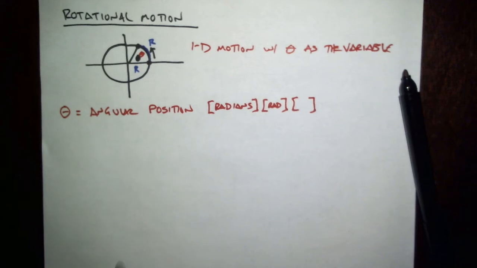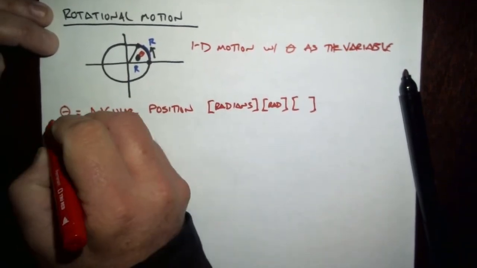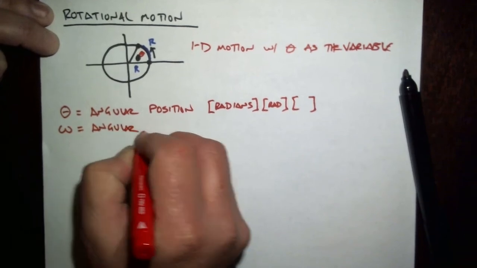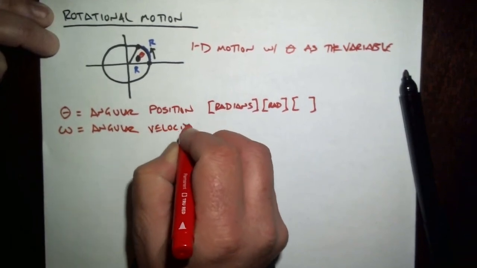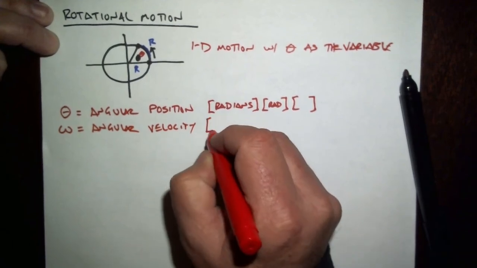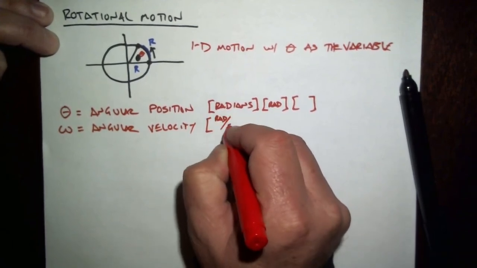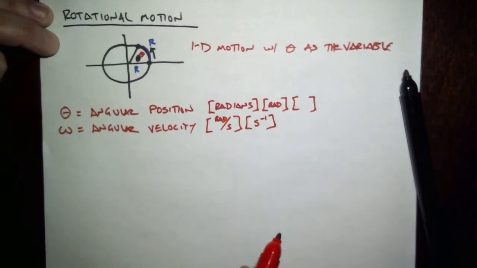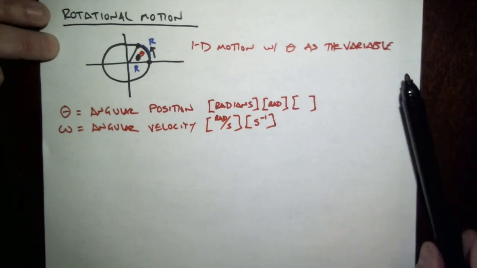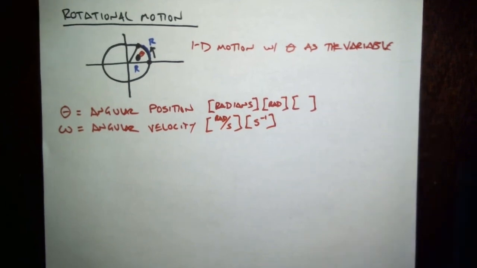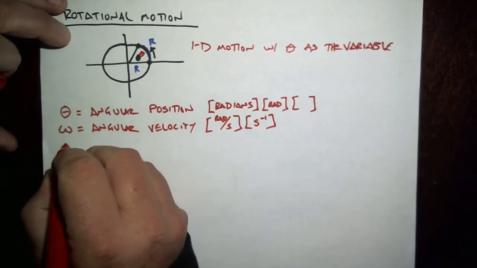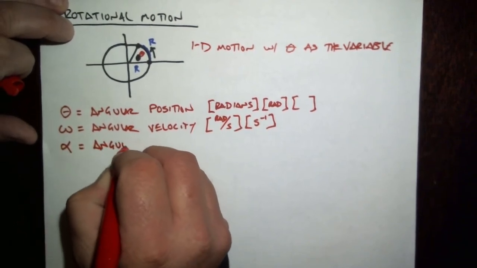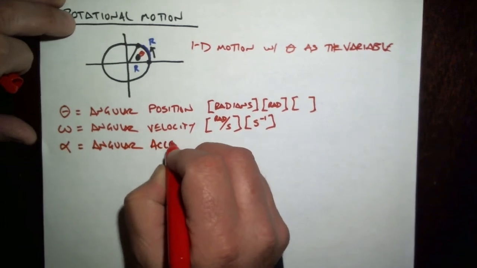Okay, if you take a time derivative or the slope of a graph of angular position, you're going to get angular velocity. And that's going to be measured in radians per second, or actually just inverse seconds if you subscribe to the radians ain't no units at all theory. Put this over here. I don't like that pen. And then if you take another time derivative or the slope of that graph, you're going to get angular acceleration.